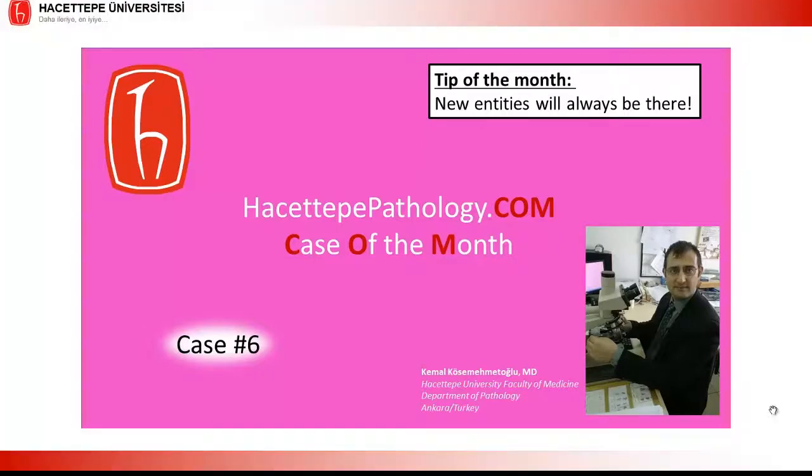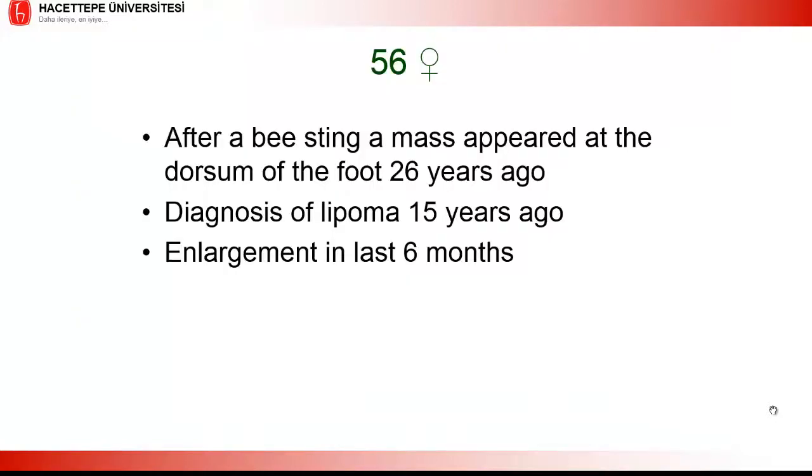Hello, everyone. In this case of the month, we're going to see a controversial case. Actually, the diagnosis is a little bit controversial because the problems in the diagnosis haven't been resolved yet. But I'll try to explain some interesting and phenomenal features of this tumor.